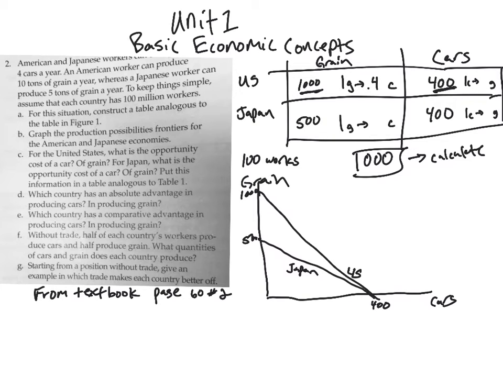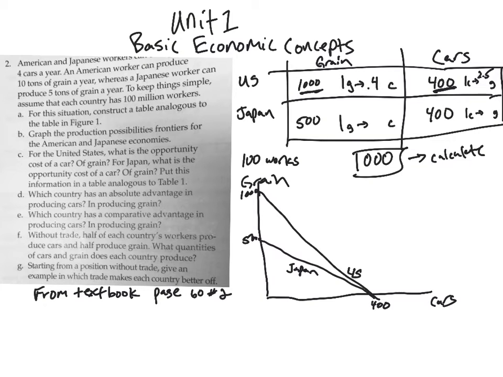All right, well, what about the other way around? On this side, we take 1,000 over 400. And what we're going to notice there is that we get 2.5. So 2.5 grain. So for every one car they make, they could have made 2.5 tons of grain.